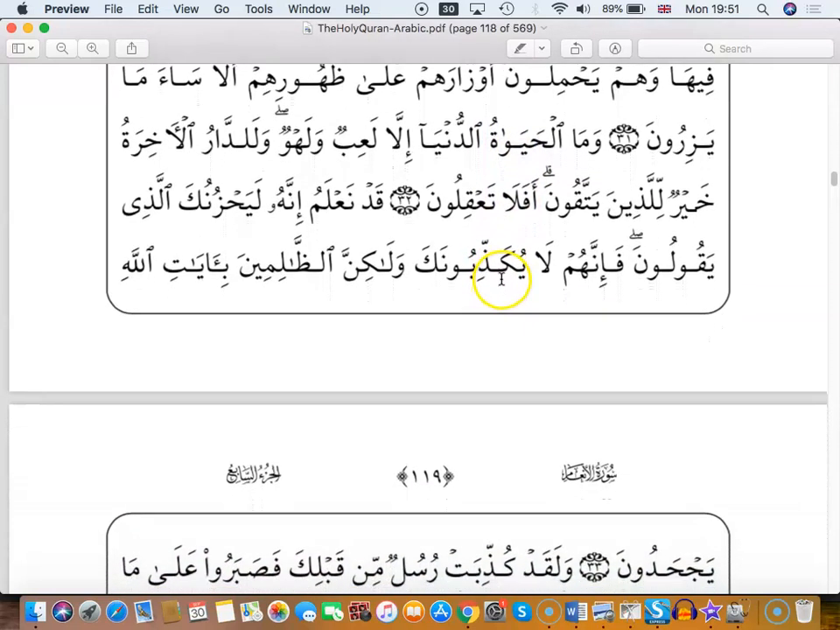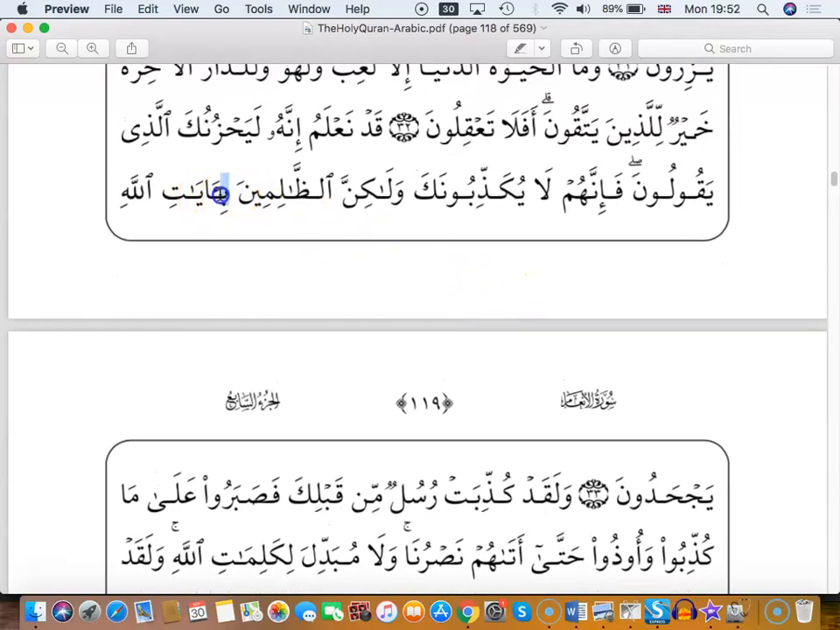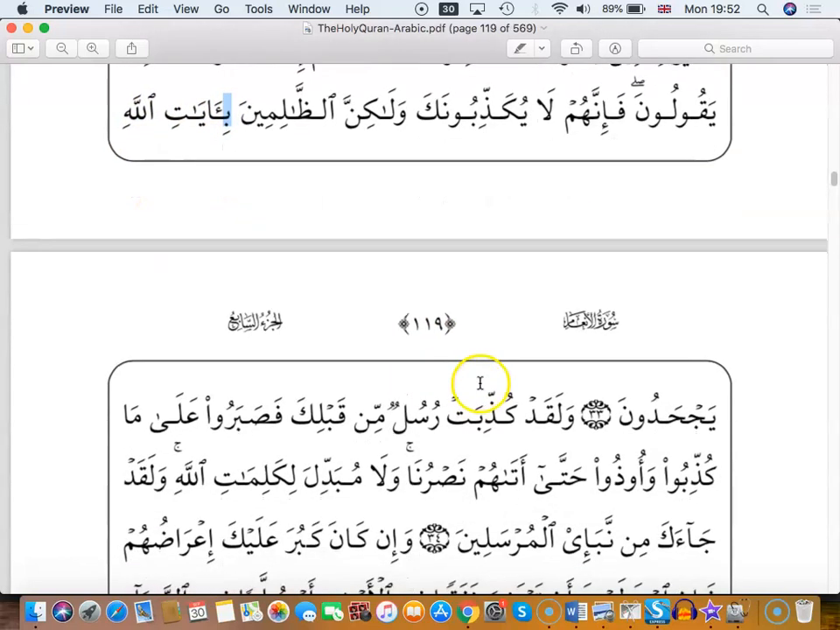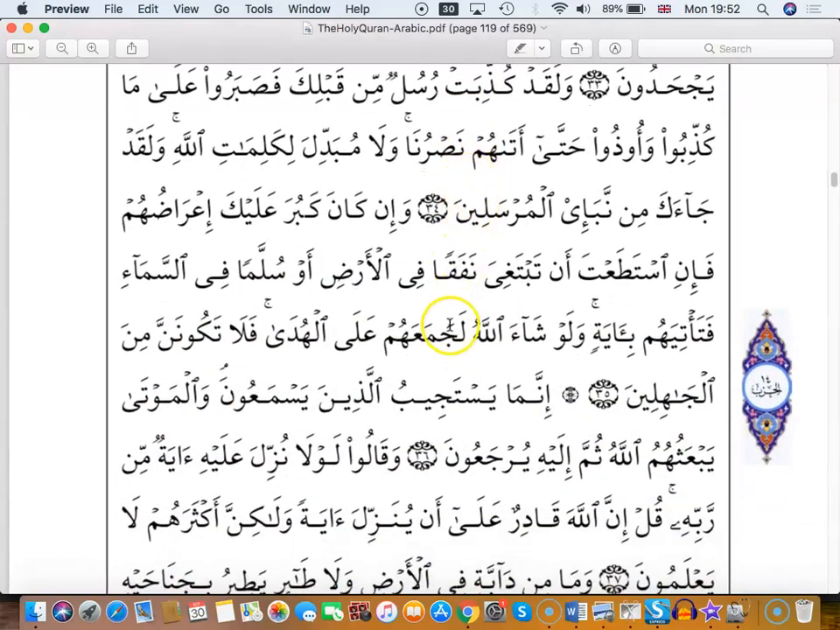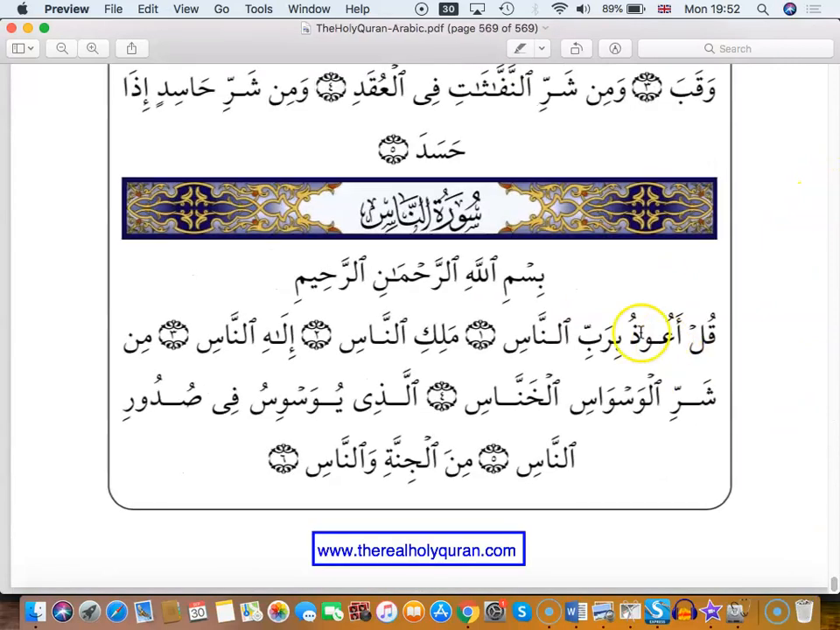Is there anything else here? Bi ayatillah, very good. Yeah, bi, with the ayat of Allah, signs of Allah, or the verses of Allah. All right. Okay. And over here, we remember we went through this one as well.